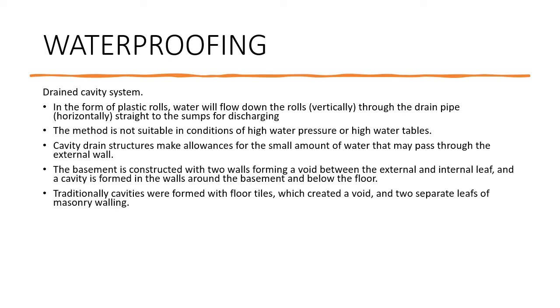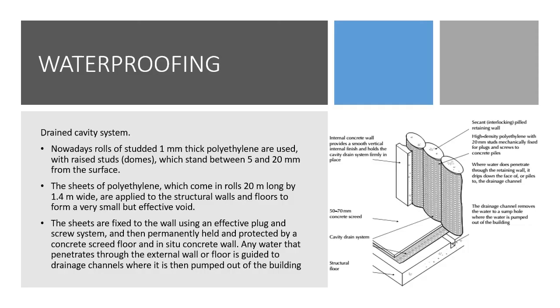Traditionally, cavities were formed with floor tiles, which created a void and 2 separate leaves of masonry walling. Nowadays, rolls of studded 1 mm thick polyethylene are used with raised stud domes which stand between 5 and 20 mm from the surface. Sebenarnya rolls ni ataupun dia macam membrane lah, polyethylene ni, dia ada studs yang ternaik tu, stand between 5 and 20 mm from the surface. Itu rupa dia. The sheet of polyethylene which come in roll 20 mm long by 1.4 meter wide are applied to structural walls and floors to form a very small but effective void.